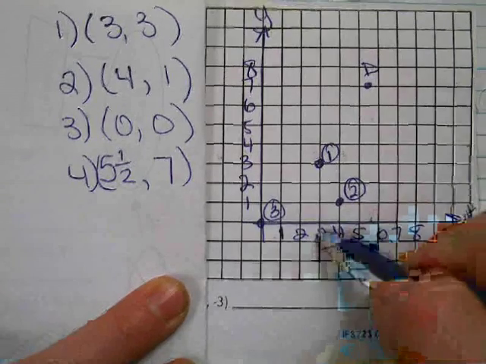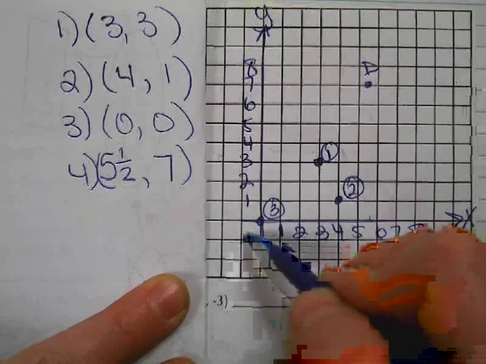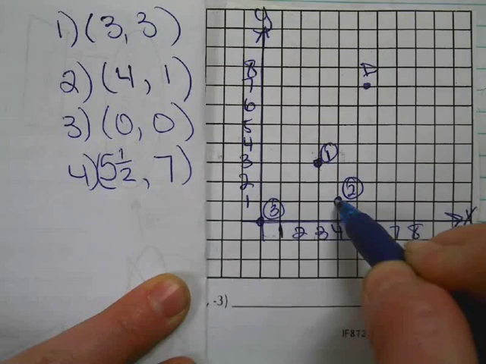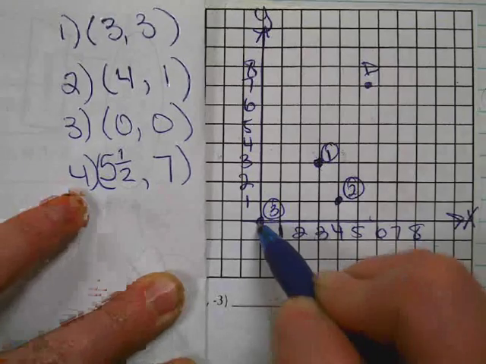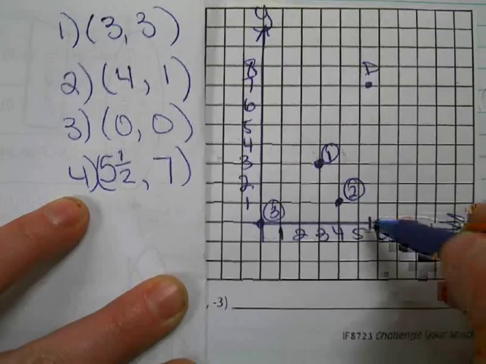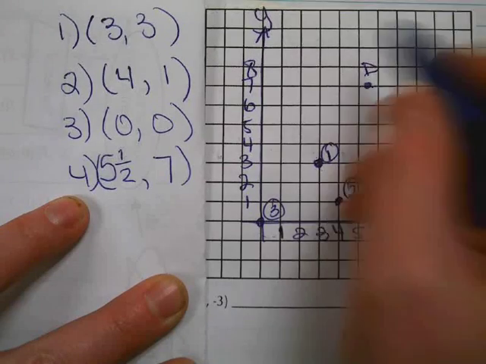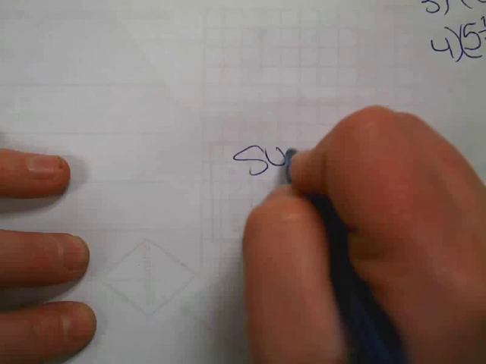Point number 1 is here at 3, 3. So 1, 2, 3, 1, 2, 3. Point number 2 is 4 and up 1. Point 3 is our origin again. And point 4 was tricky. We got to go to 5 and then halfway there. So that's 5.5 and 7. That's point 4.